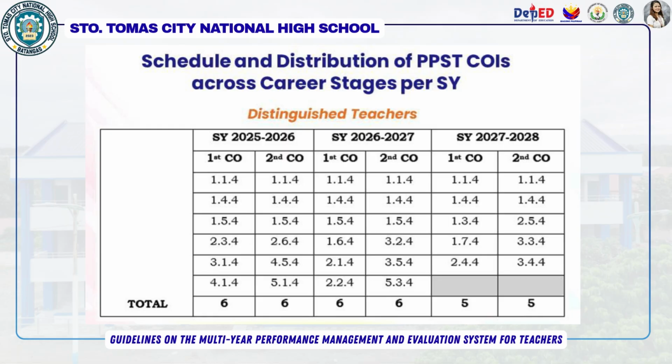What does this mean for you? Well, you must plan your lessons for your full period observations to strategically demonstrate these specific indicators. When you know which indicators are due, you can intentionally design your instruction to showcase your mastery of them. This is the definition of strategic performance management.